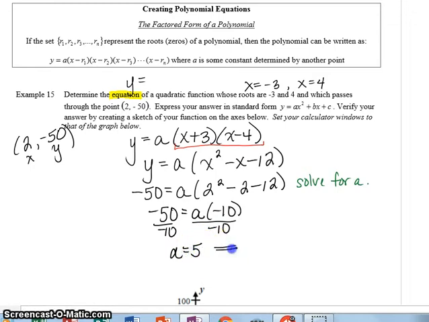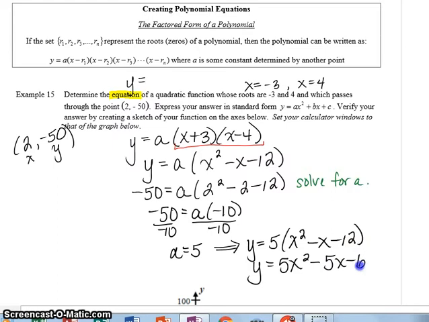When a is equal to +5, you're going to go back to this step right here and substitute a's value in. So now if a's value is 5, you're going to get y equals 5 times the trinomial x squared minus x minus 12. Now just distribute that to all of those, and you're going to end up with 5x squared minus 5x minus 60. This is the equation of the parabola that has roots at -3 and +4 and passes through the point (2, -50).